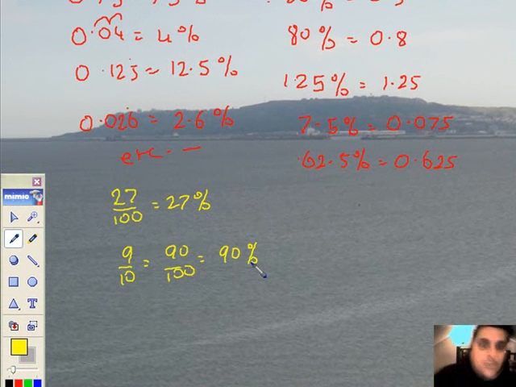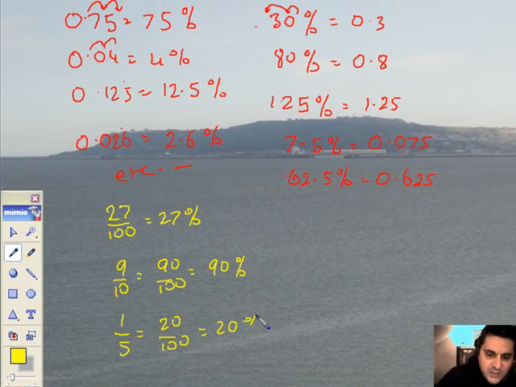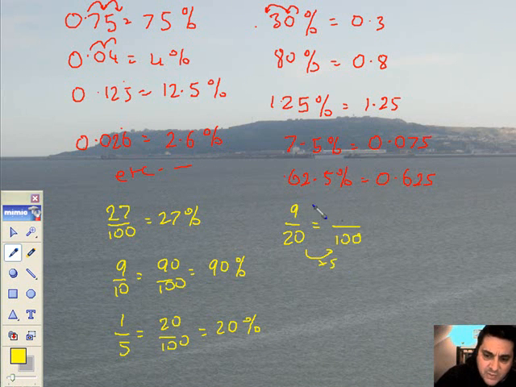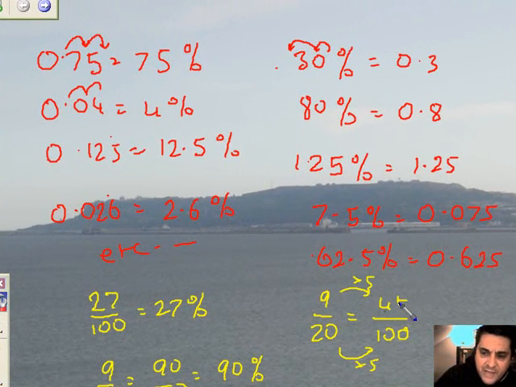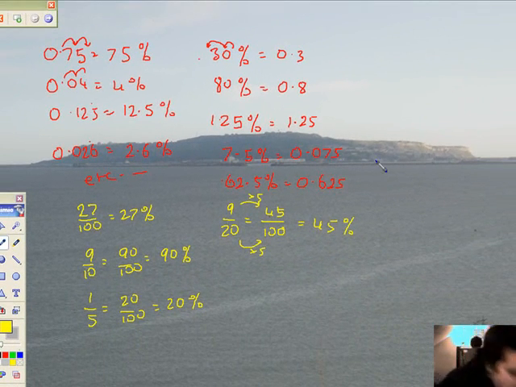Got the idea? Alright. A fifth, definitely remember doing this one. A fifth is basically 20 out of 100. Multiply top and bottom by 20. Hence 20%. How about this one? 9 over 20. If we get it out of 100, we're basically multiplying by 5. So multiply the top bit by 5 as well. 5 9s are 45, and that leads us to the answer of 45%.